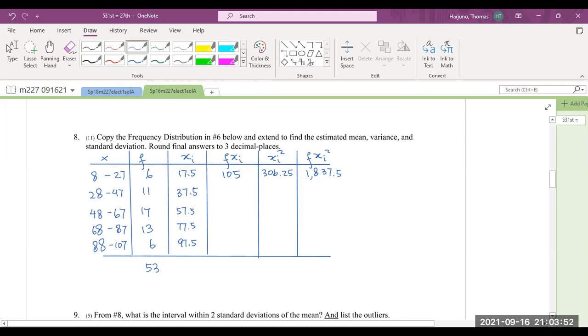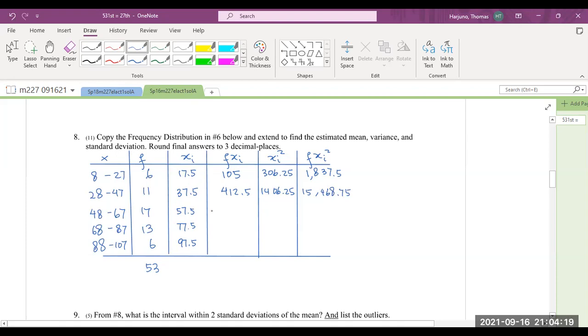37.5 times 11 is 412.5. 37.5 squared is 1,406.25 multiplied by 11. 15,468.75.